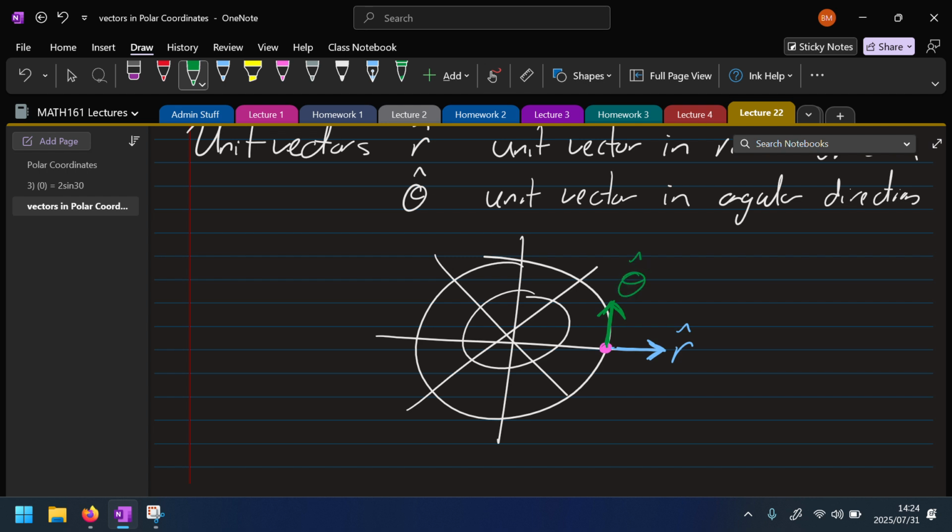Now, if we pick a different point, we're going to have a different set of r hat and theta hat. For example, if we pick this point over here, now r hat is going to be different. It's not going to be pointing to the right anymore. It's going to be pointing up. So r hat points up. And now theta hat no longer points up. It's now going to point to the left.